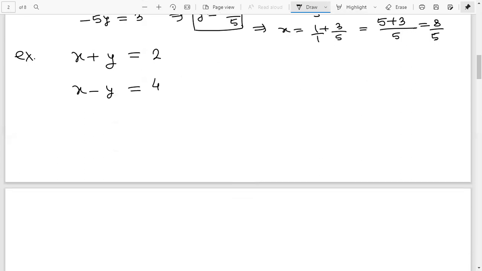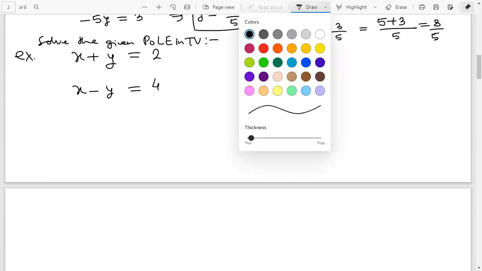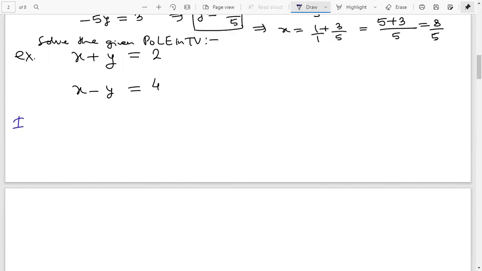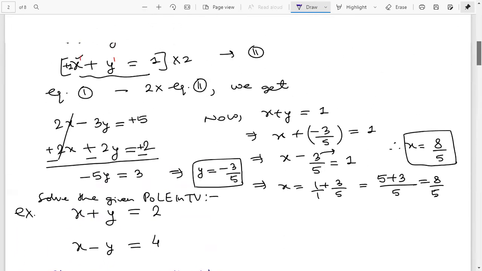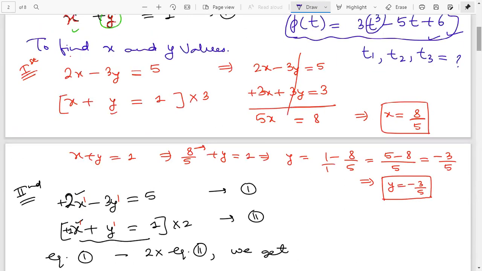Now we'll see the first method of solving. In the question they will ask to solve the given pair of linear equations in two variables. I'm writing it short, pair of linear equations in TV, meaning two variables. Now we'll see the first method. The first method is the elimination method. Actually, we have already seen the elimination method, because the method we just completed is the elimination method only.